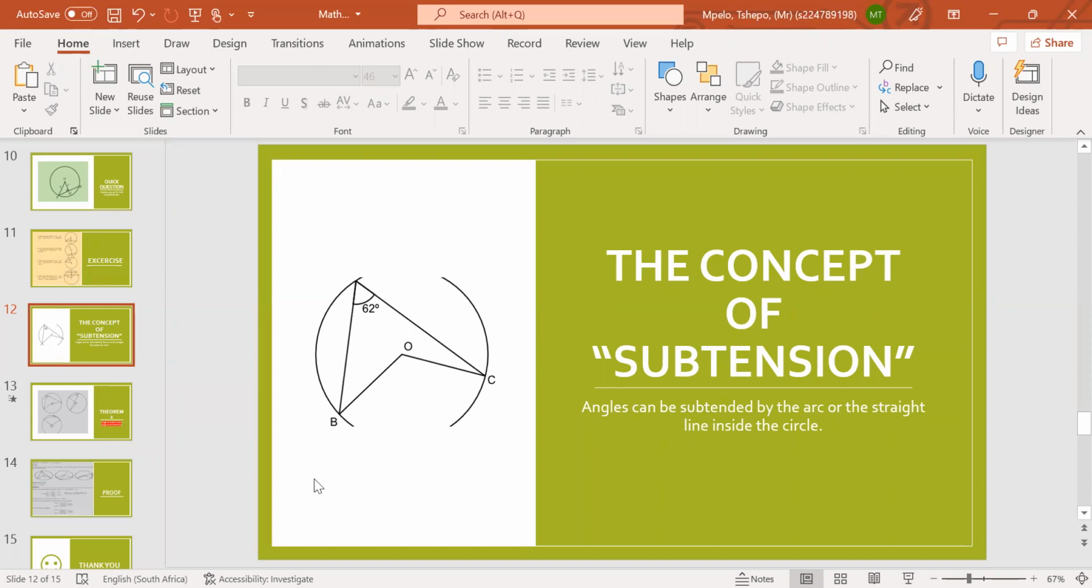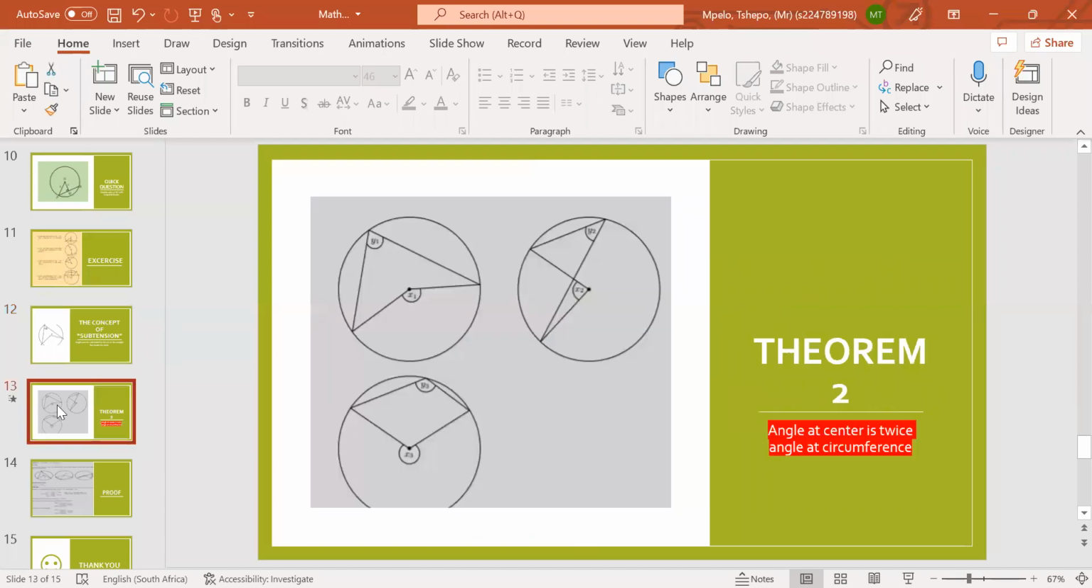In that way, the angle of 62 degrees is subtended by arc BC, and the angle at O is also subtended by arc BC. So to subtend, you refer to the line from two points. Whether it's a straight line or an arc, it subtends the angle. Did you get the concept of subtending?